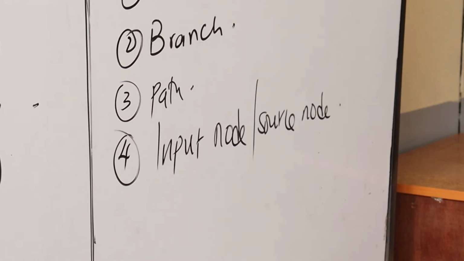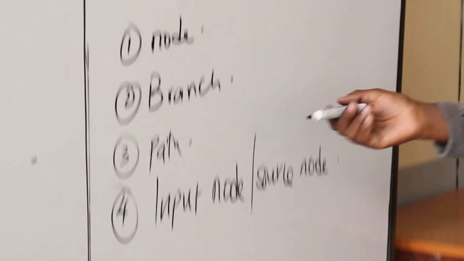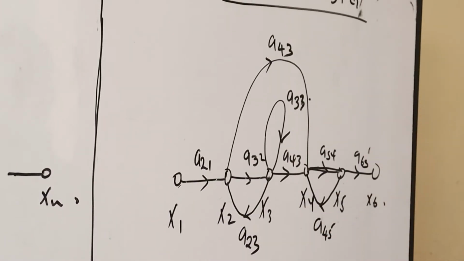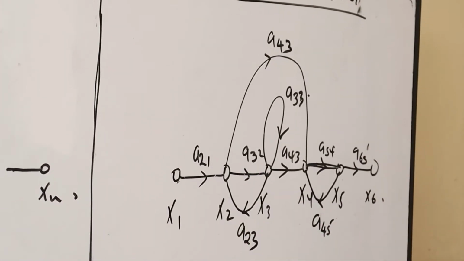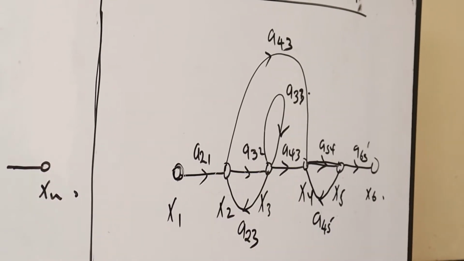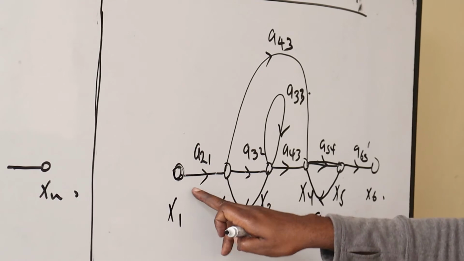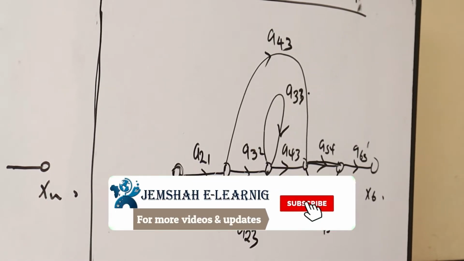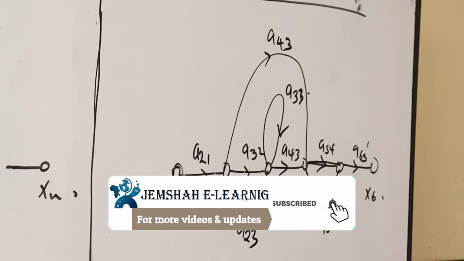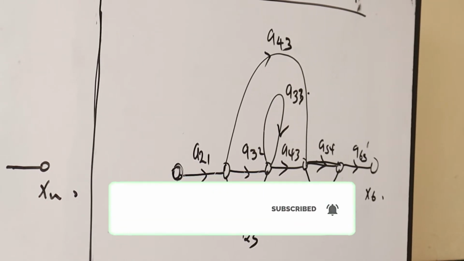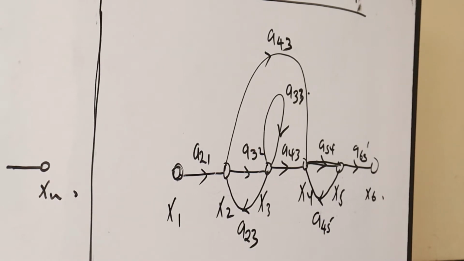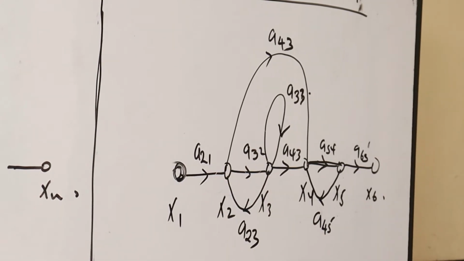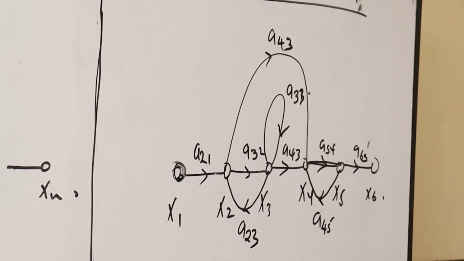So if you look at our diagram, the signal flow graph that is on the board, then you'll find that what will be representing the input node is x1. Because x1 only has an outgoing signal, which is going to x2. It doesn't have an incoming signal, and therefore we can refer to it as the input or the source node, and in this case the input node is x1 because it only has an outgoing branch.